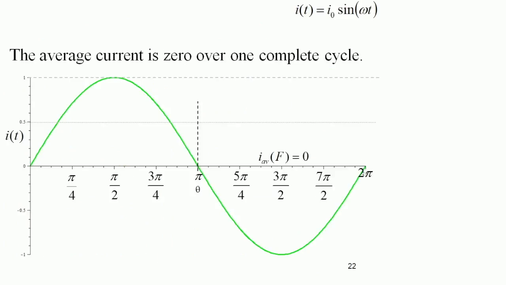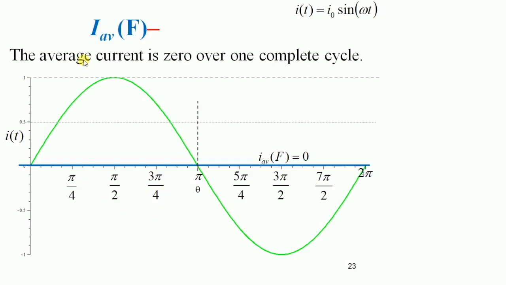Now the average current is 0 in one complete cycle. Here the green line indicates the sinusoidal current in the circuit, and on the x-axis, instead of showing time, I have shown angle, because this is basically angle omega t. Now this angle is subdivided into the routine intervals that we normally encounter, and now we shall see how the current in the circuit rolls.